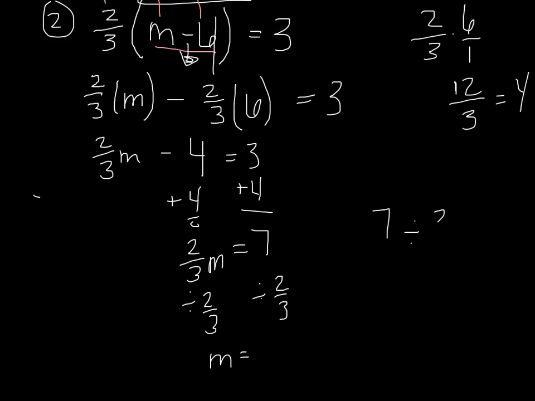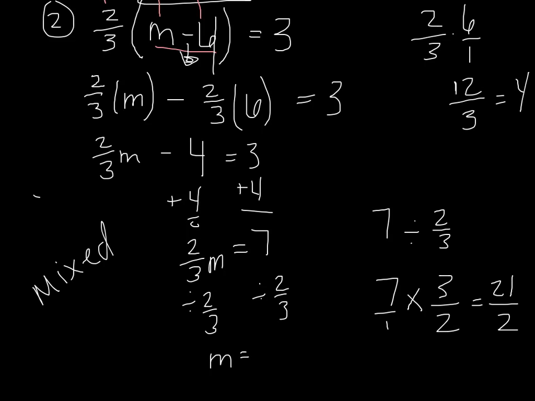7 divided by 2/3 is really 7 times 3 over 2. So 7 times 3 is 21 over 2. Uh-oh, we don't get a nice easy number here, and that's okay. So 21 halves, or how should you always write your answer? As a mixed number. Always, okay? I don't like improper fractions.